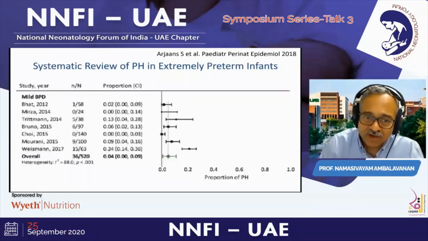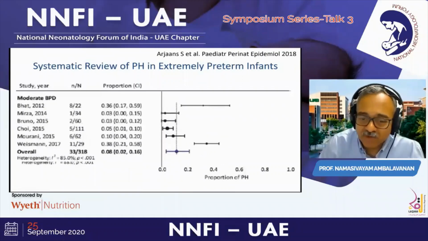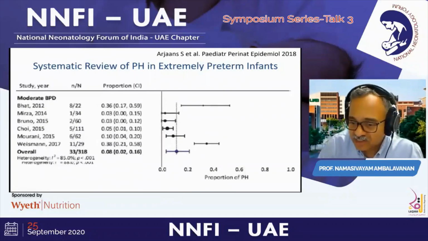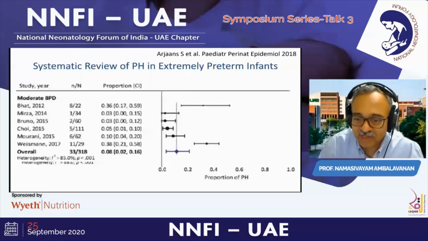What about moderate BPD? If you have moderate BPD, the risk increases from 4 to 8%. So it's a doubling of the rate. So no BPD, it's about 2%. Mild BPD, it's about 4%. Moderate BPD, it's about 8%.